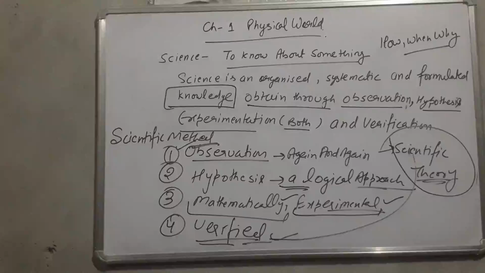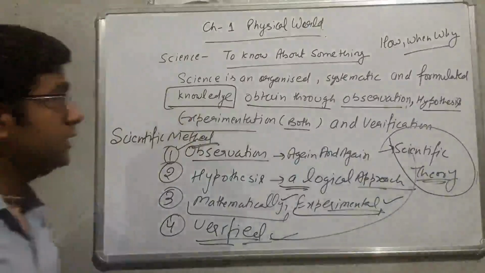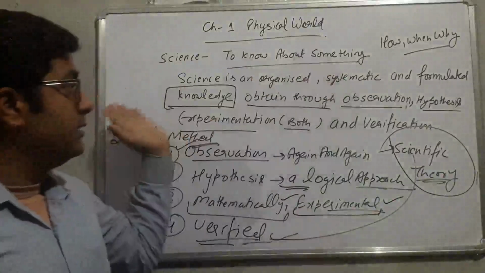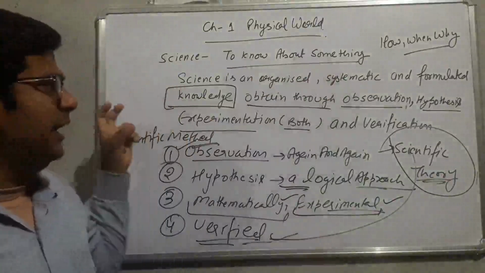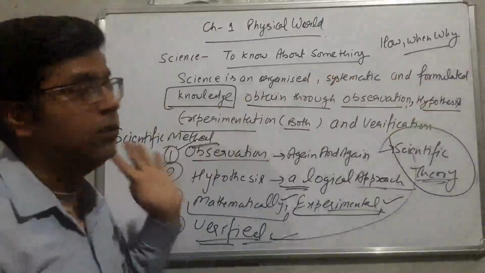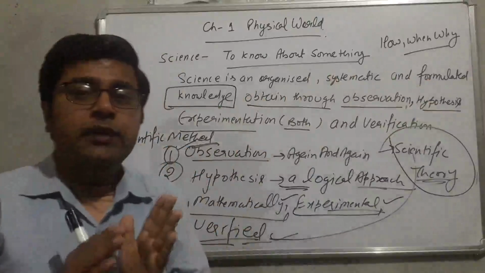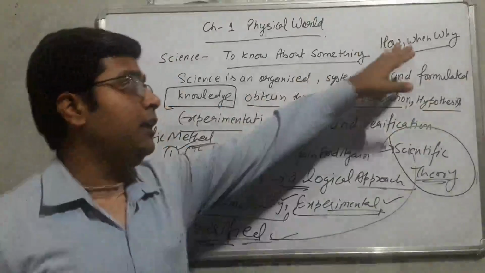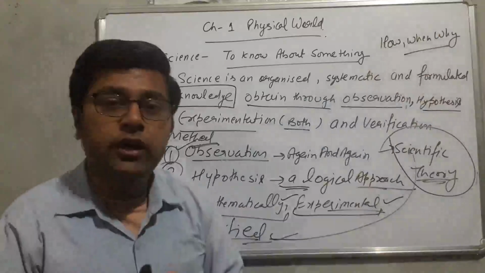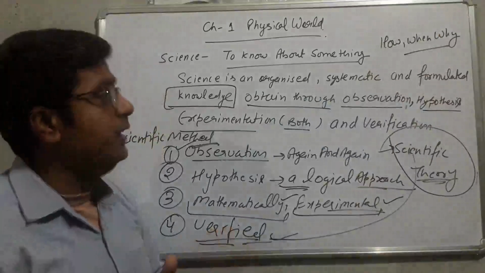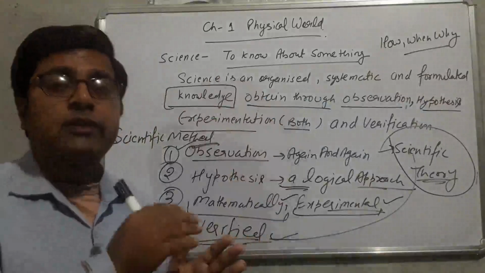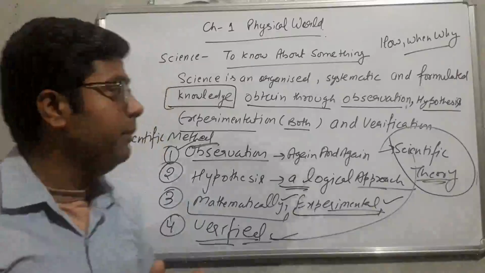Yeah, it's clear. So I repeat all the things again. Science means to know about something. How exactly can we define science? It is an organized, systematic and formulated knowledge. It means we can completely describe our questions and our answers, and how it happens. We can prove it mathematically as well as experimentally, and we can explain the things in a very systematic manner.